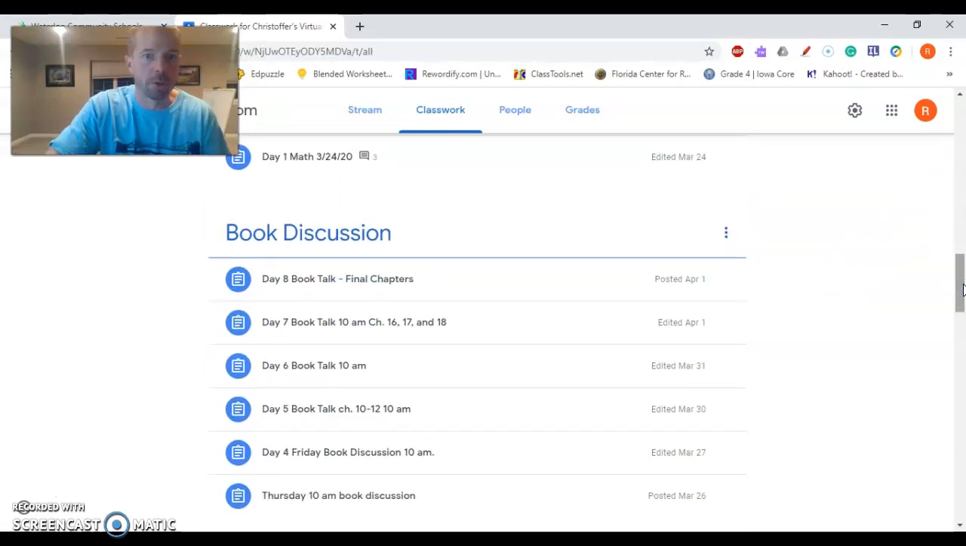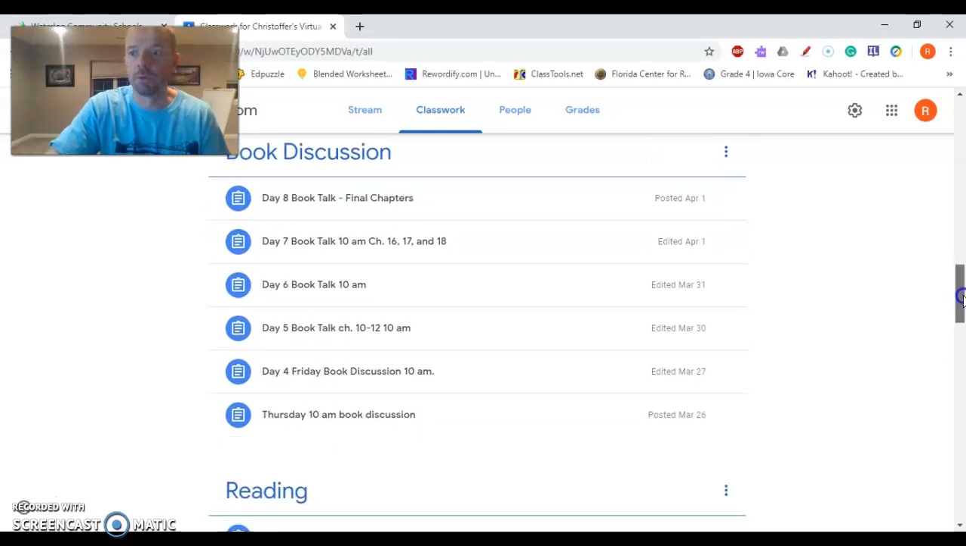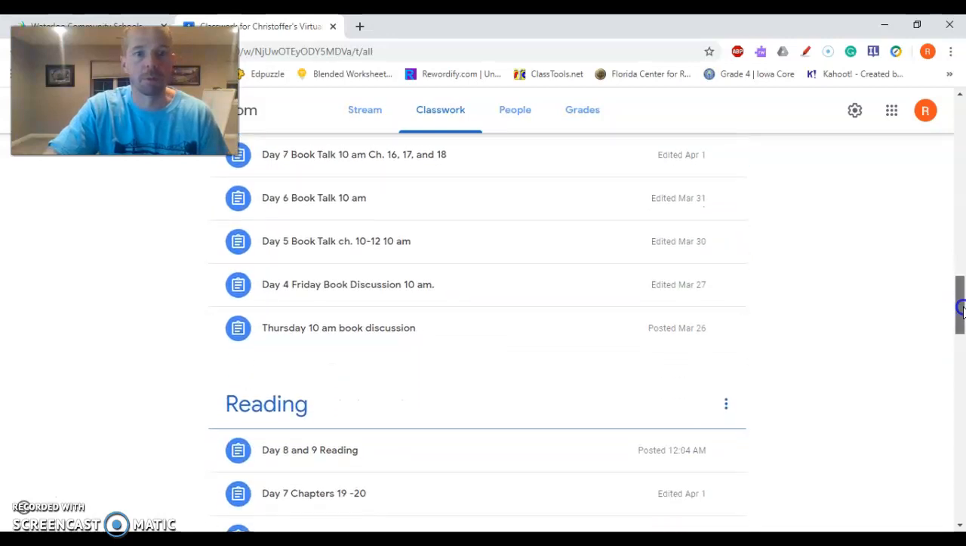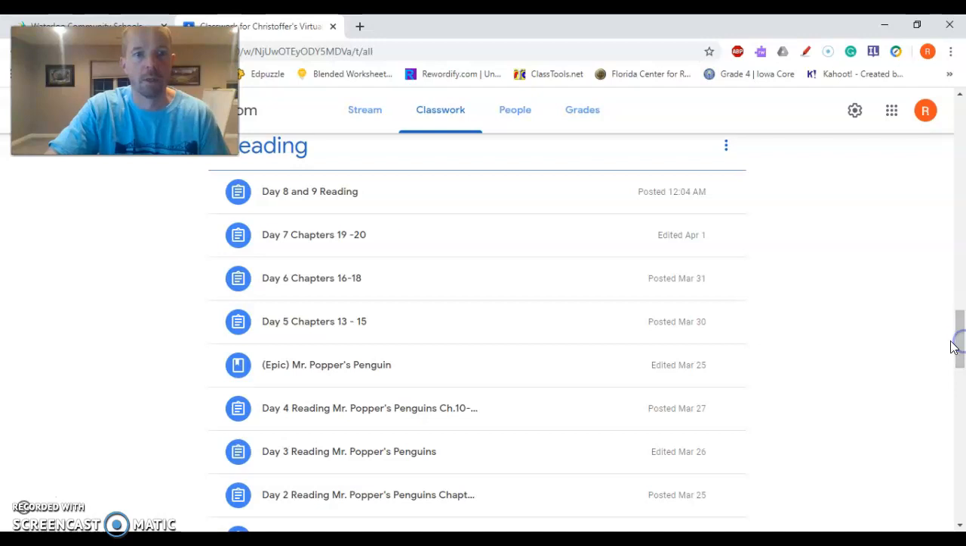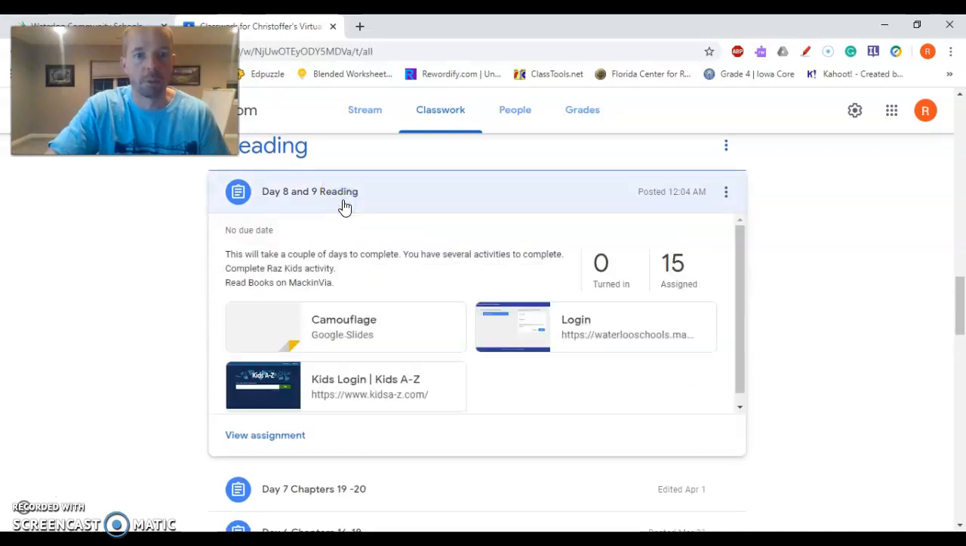Our book discussion today at 10 o'clock will be over the final 2 chapters of Mr. Popper's Penguins. For reading today, it's going to be brand new. We'll talk about it a little bit today during our book discussion when we're done talking about Mr. Popper's Penguins. You're going to do Raz Kids.